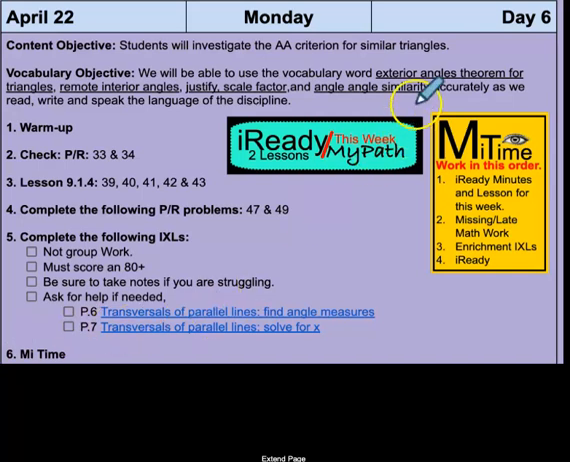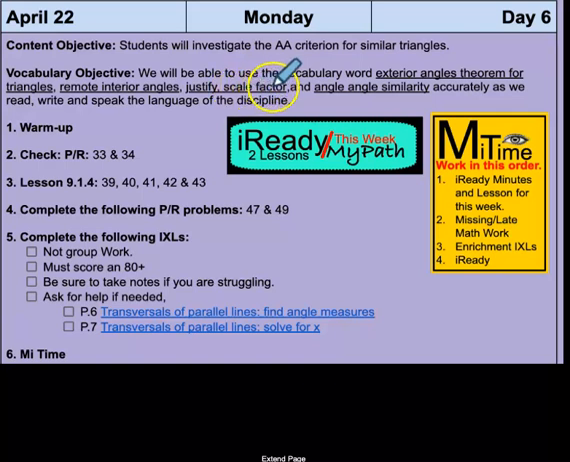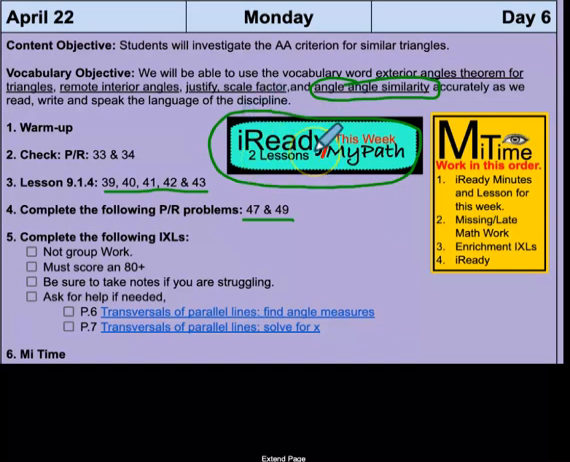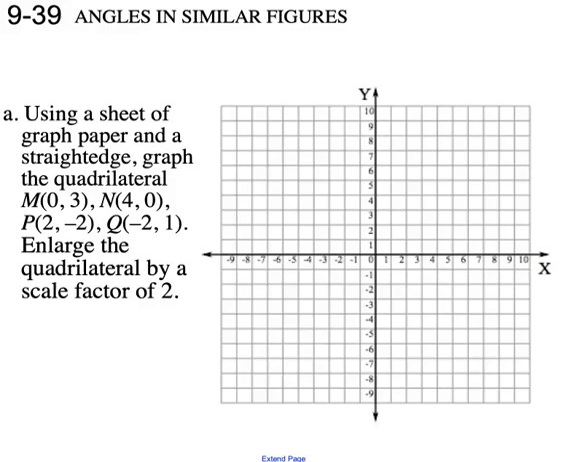We're going to look at words like the exterior angle theorem. We're going to explore triangles again today. We're still going to talk about remote interior angles. You're going to have to justify your answers. We're going to look at scale factors, and then we're going to be learning about angle-angle similarity. When you get done, you've got some review preview to do, and you've got some IXL, and keep in mind, you've got 2 iReady lessons to do this week. So without any fanfare, let's go ahead and get started.